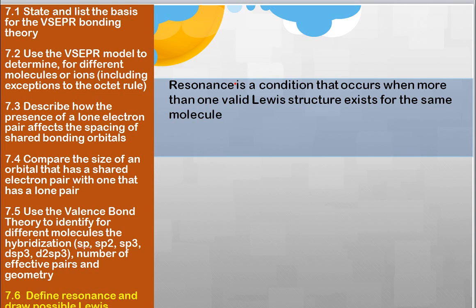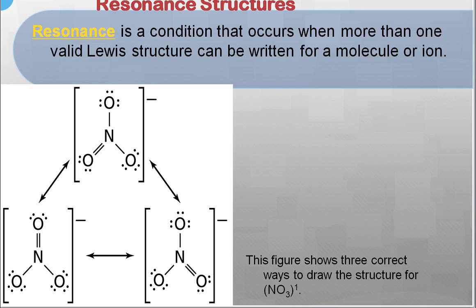In this tutorial, we are going to learn about resonance structures. Resonance happens when we have more than one valid form of Lewis structures for the same molecule. In this regard, we are going to practice how to draw many resonance forms.